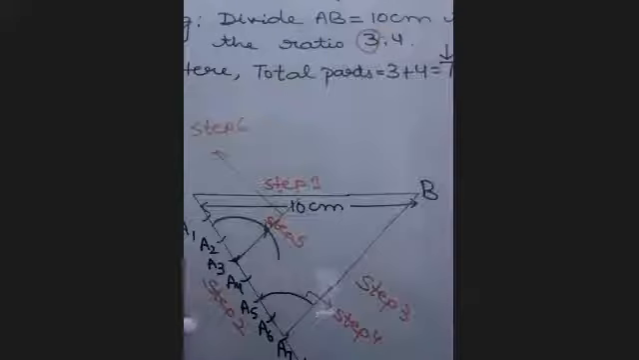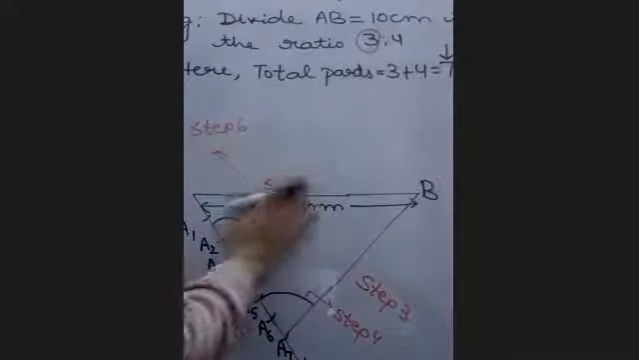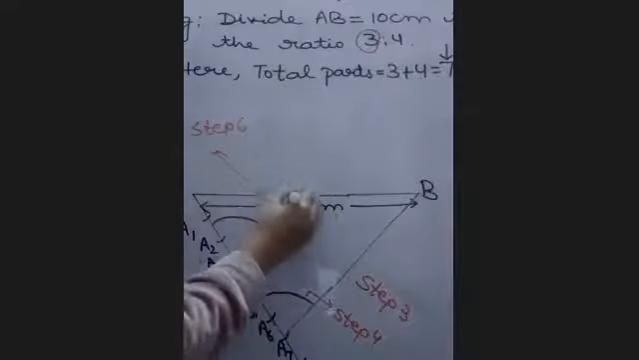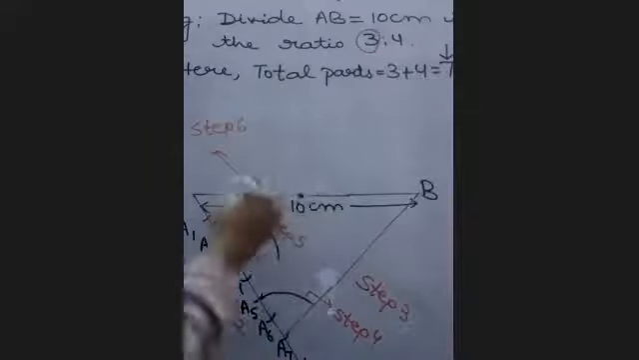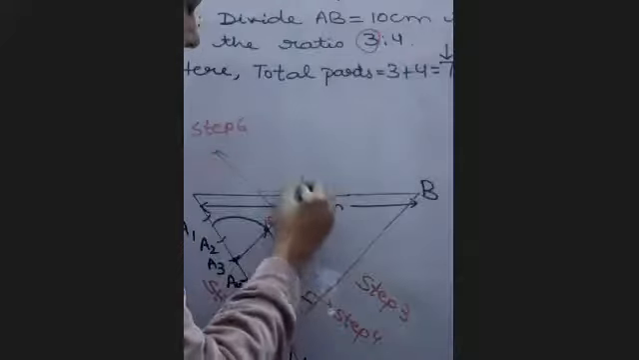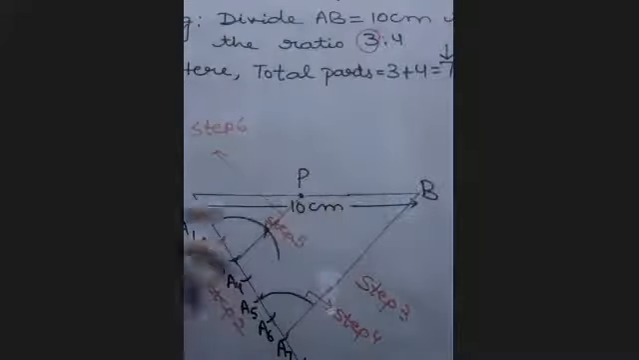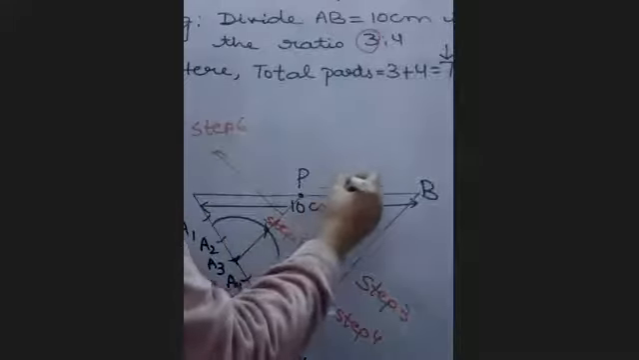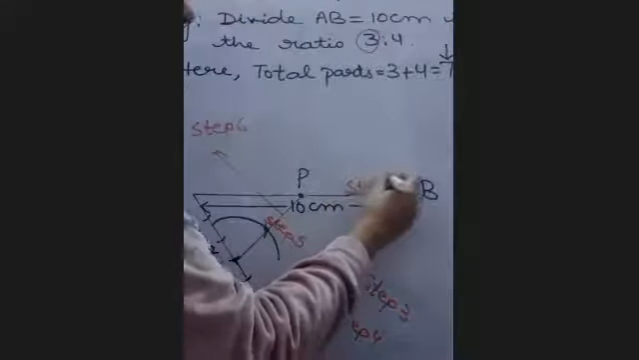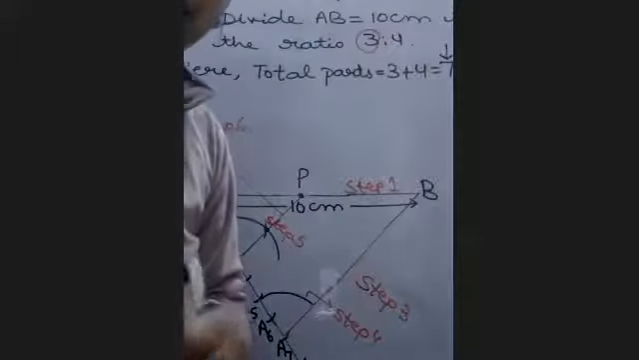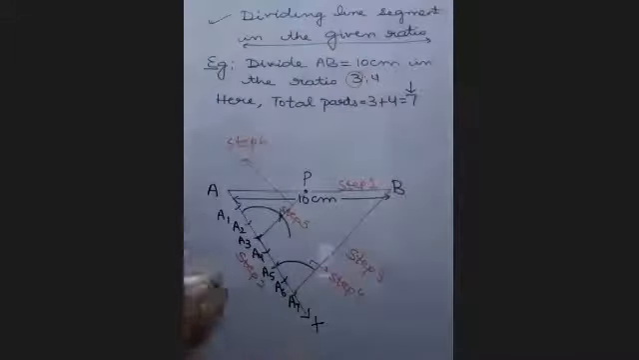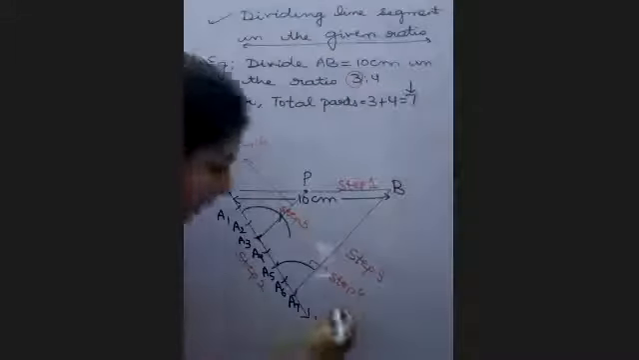Now wherever it is meeting AB, वो AB को जहां भी intersect कर रहा है, this point is P. Now AP is to PB is in the ratio what? 3:4. So you just have to draw this and you have to write the final statement.